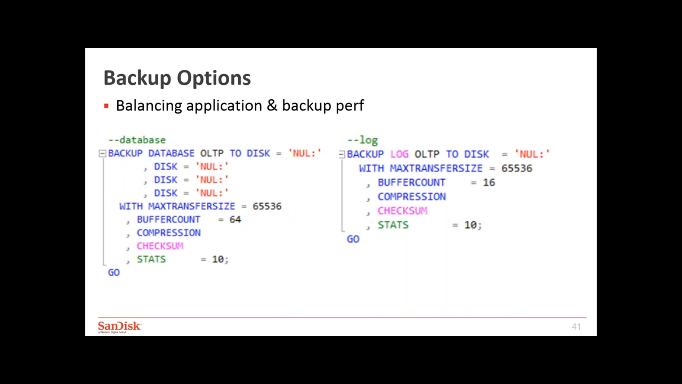You can see here I ratcheted down the max transfer size from my normal 4 megs to 64K, and I reduced buffer count as well. For the log, I had to be even more gentle. I only used one device, same max transfer size of 64K, and used only 16 buffer counts. And you too, gentlemen, ladies, can tune your own backups. And this is independent of AGs, it's independent of SQL Server 2016. These are options that have been available to us in SQL Server since the beginning of my career, way back in the 20th century.